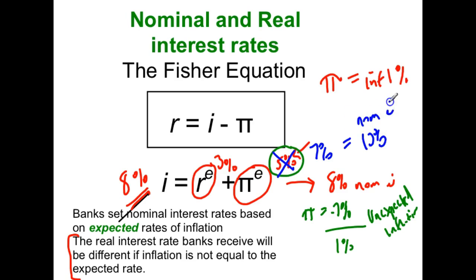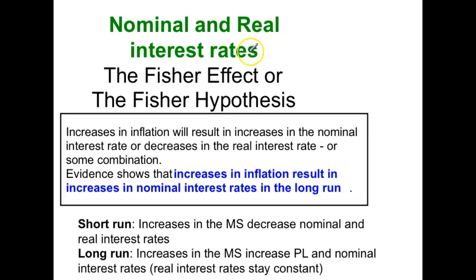Right? So the lender will update as forecasts about inflation change. If they expect inflation to come down, then nominal interest rates will come down. So increases in inflation will result in increases in the nominal interest rate or decreases in the real interest rate, right? At least in the short run, or a combination. But the evidence of studying this over time is that increases in inflation tend to lead to increases in nominal interest rates in the long run. They do not lead to decreases in the real interest rate.